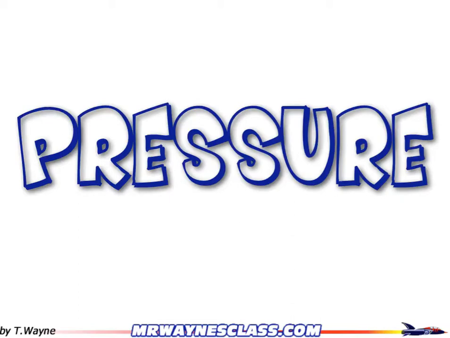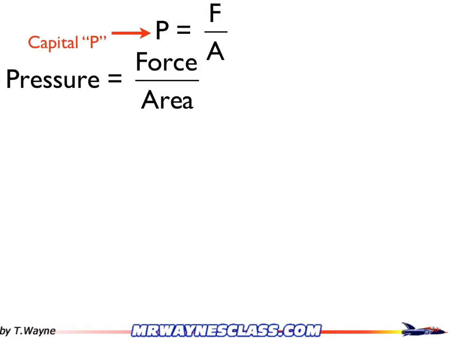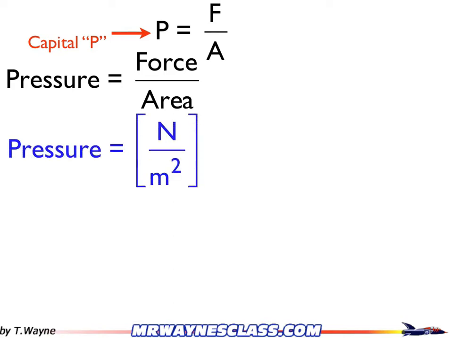This video is going to talk a little bit about pressure as it relates to fluids. To begin with, pressure: capital P is equal to force F over area A, and that P stands for pressure. Pressure is equal to force over area. So in terms of SI units, that's a Newton per meter squared.